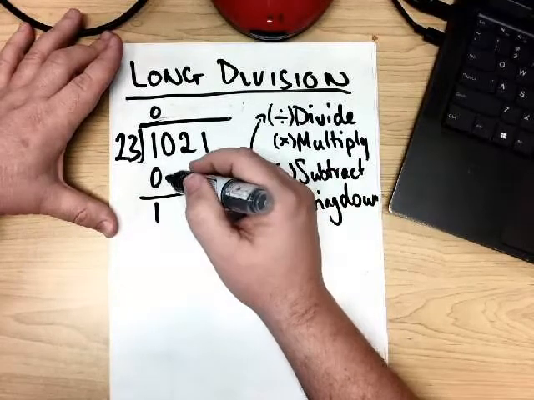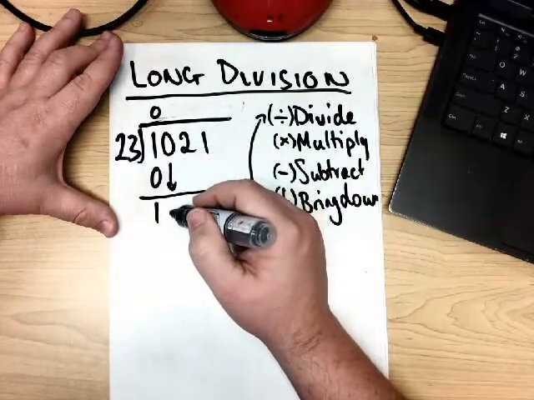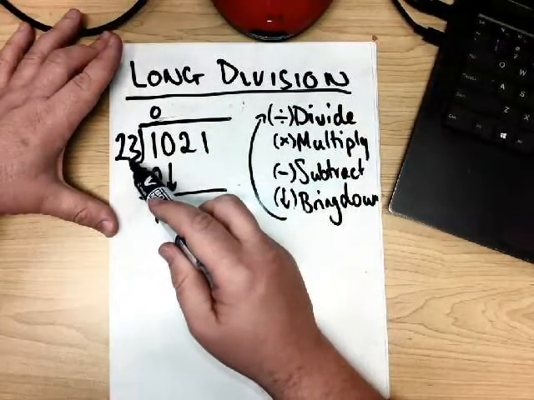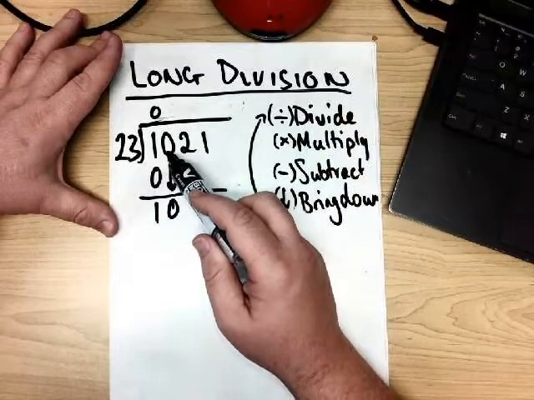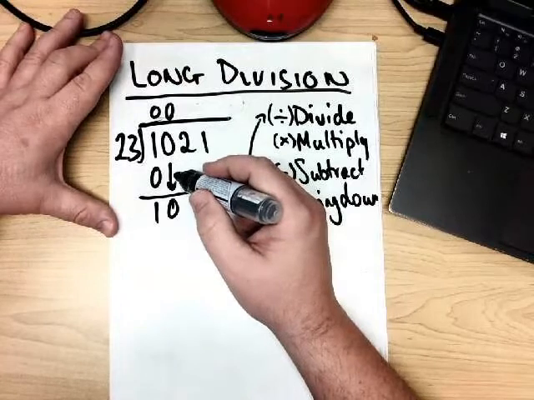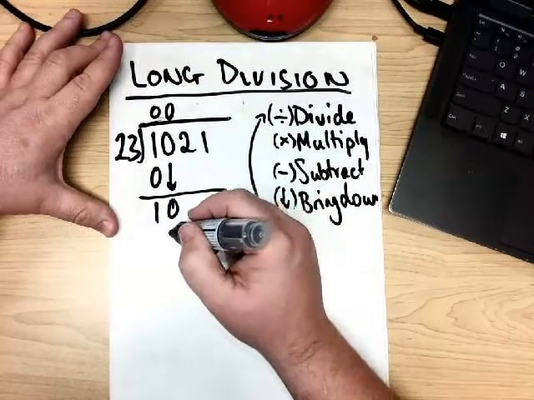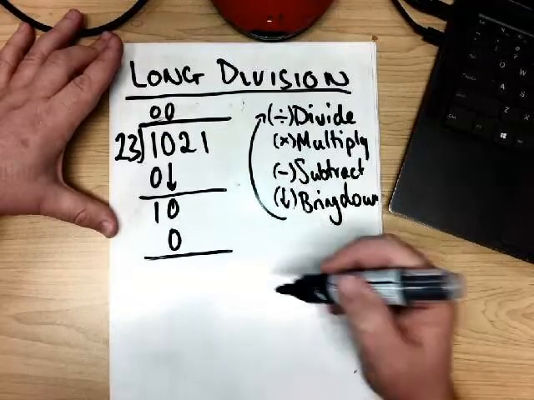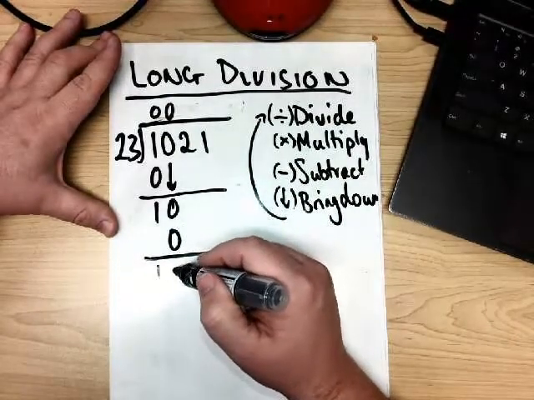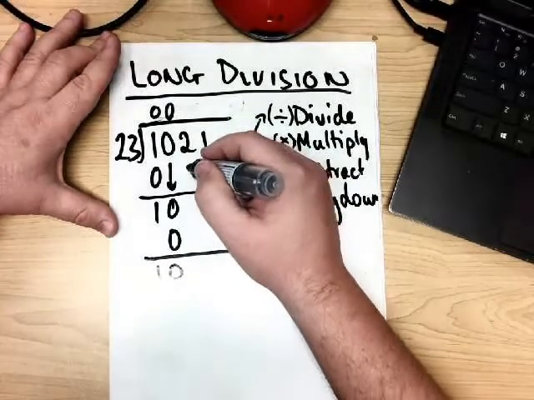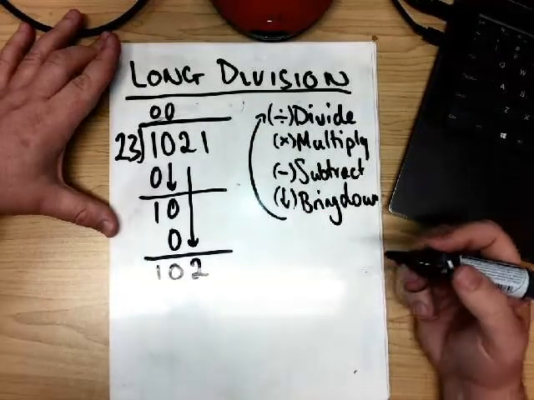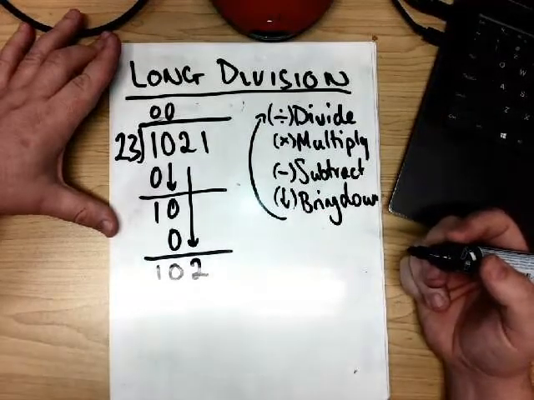We then bring down 0. And then we go back to divide. How many 23s are there in 10? There are also 0. Alright. 0 times 23 is 0. And therefore, subtraction away, 10 minus 0, we end up with 10. And we bring down, we get 102. Alright. Now, how many 23s are there in 102?